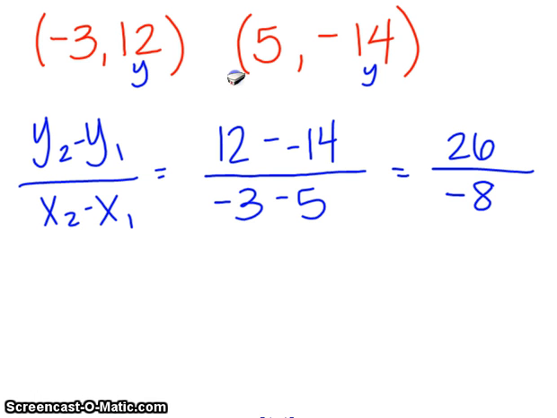Now if you did these the other way, and you did negative 14 minus 12 on top and 5 minus a negative 3 on the bottom, you may have ended up with a negative on the top, and that's okay. The negative can be on the top or on the bottom.